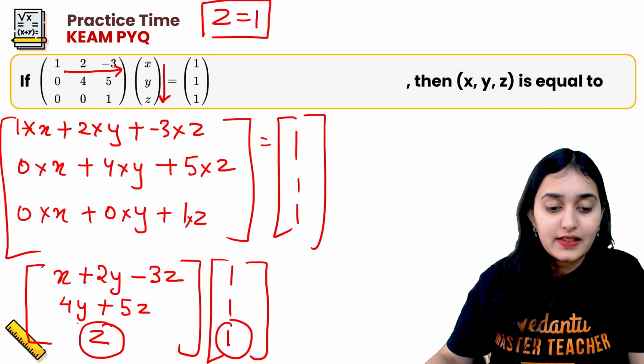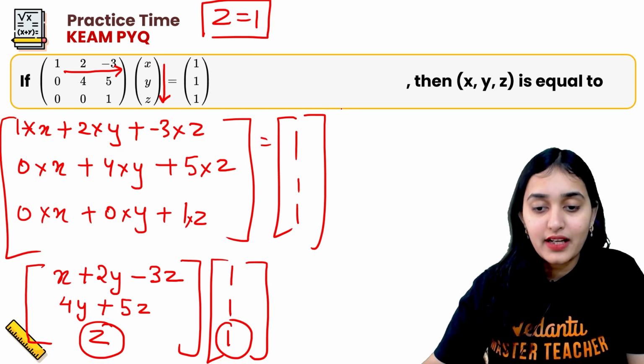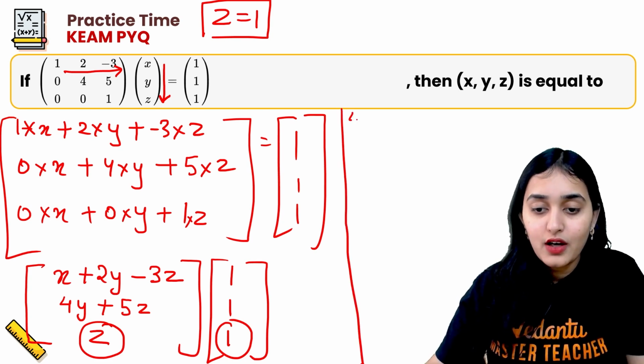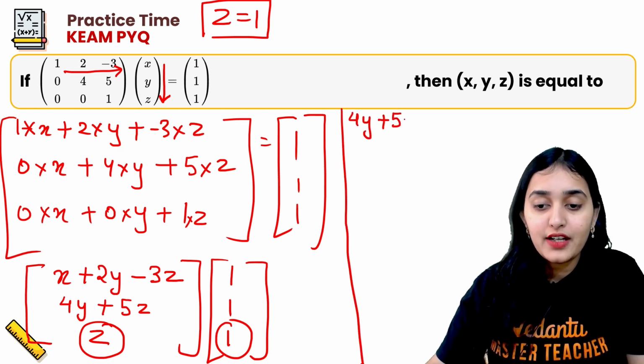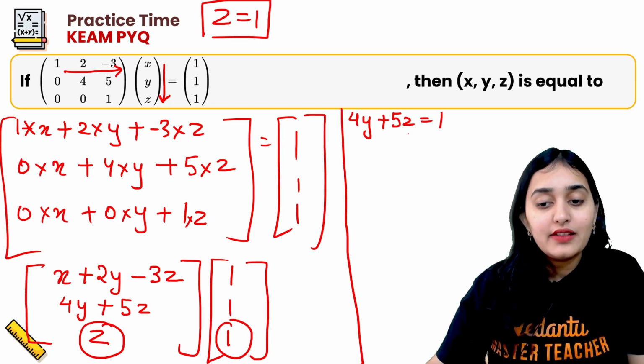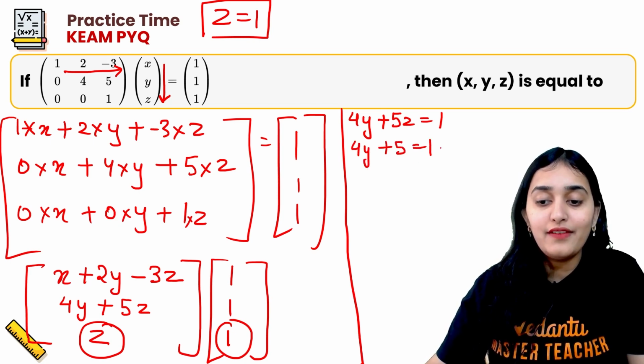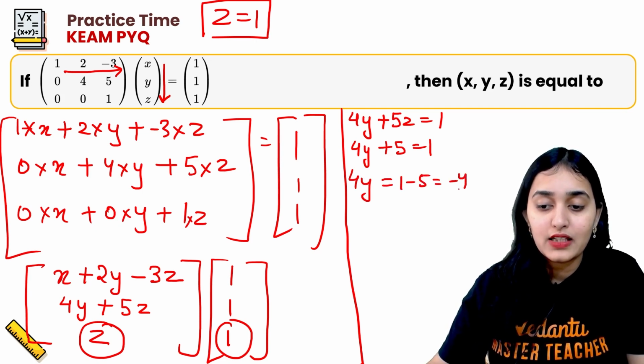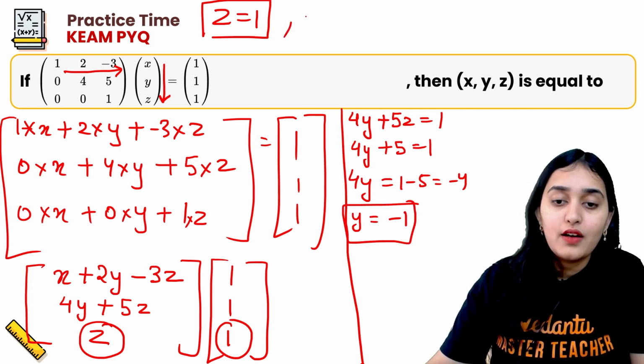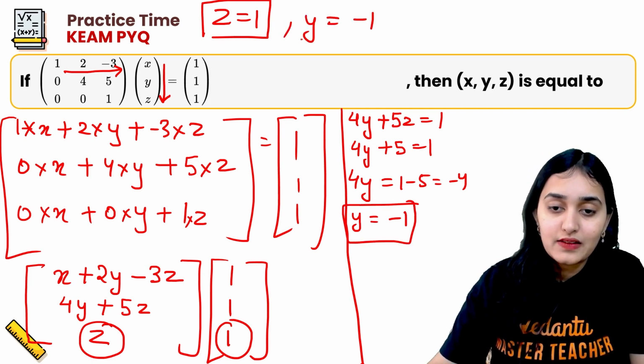Next, 4y + 5z is 1. Another equation we have: 4 into y plus 5 into z is 1. Now z is 1, so 4y plus 5 is equal to 1. 5 will go this side. 4y is equal to 1 minus 5, which is minus 4. So y is equal to minus 1. So we have y is equal to minus 1.